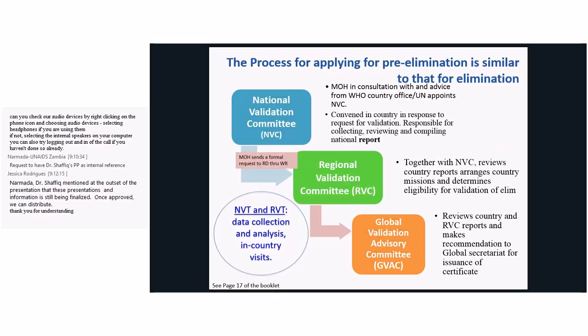This is to summarize how the three structures link together at national, regional, and global levels, and the key functions that have got to occur at each of the levels. On my left side, we have at the top the National Validation Committee, which we have already said is assembled by the Ministry of Health in collaboration with WHO and other partners.